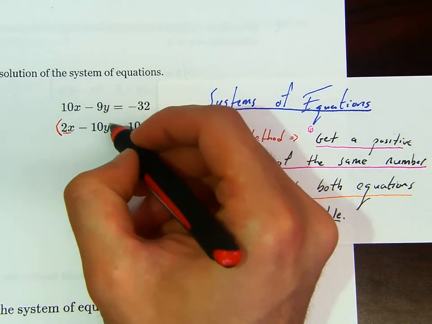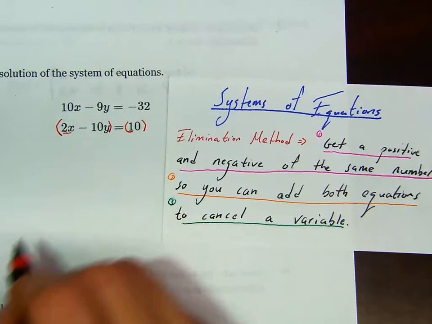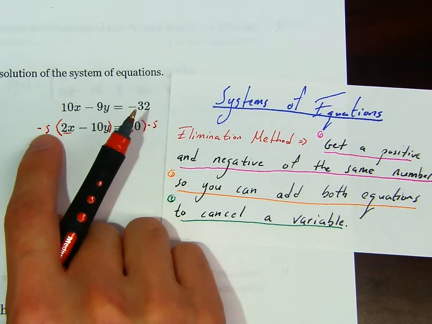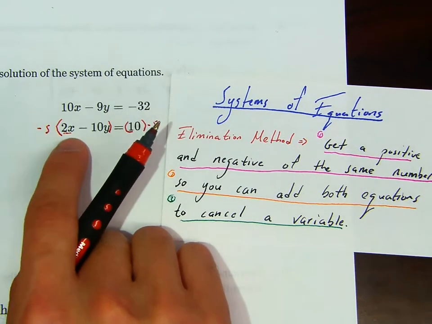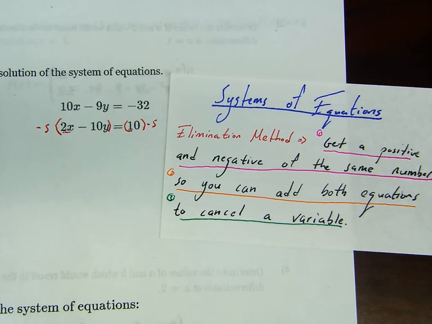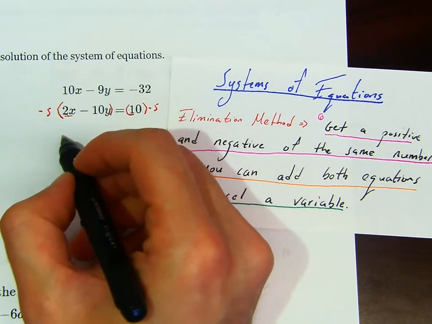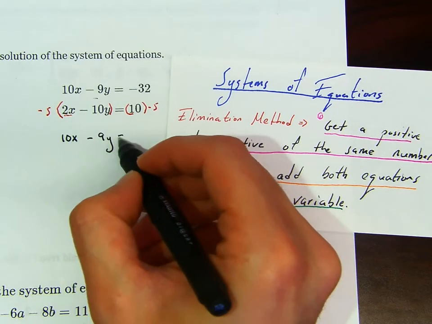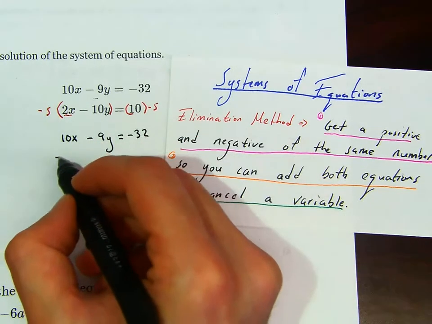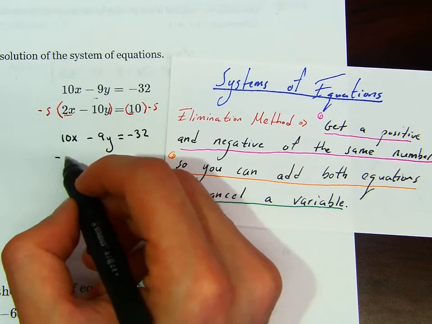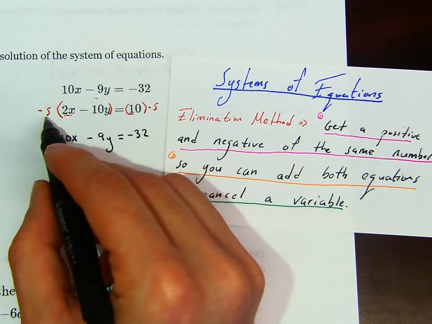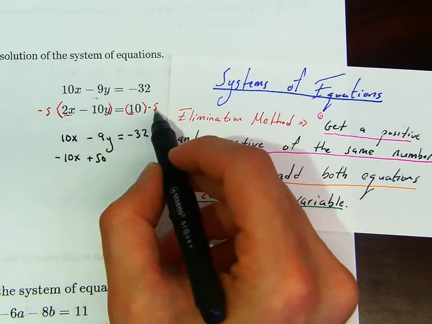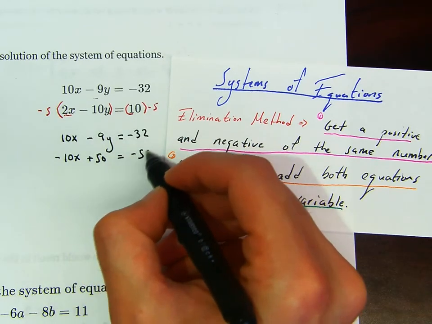I'm going to multiply the bottom by negative 5. Now when I multiply negative 5 by the 2x, it becomes negative 10x. So the original top equation stays the same: 10x minus 9y equals negative 32. Now, what happens over here? What is negative 5 times 2x? That's negative 10x. Negative 5 times negative 10 is positive 50. And 10 times negative 5 is negative 50, right?